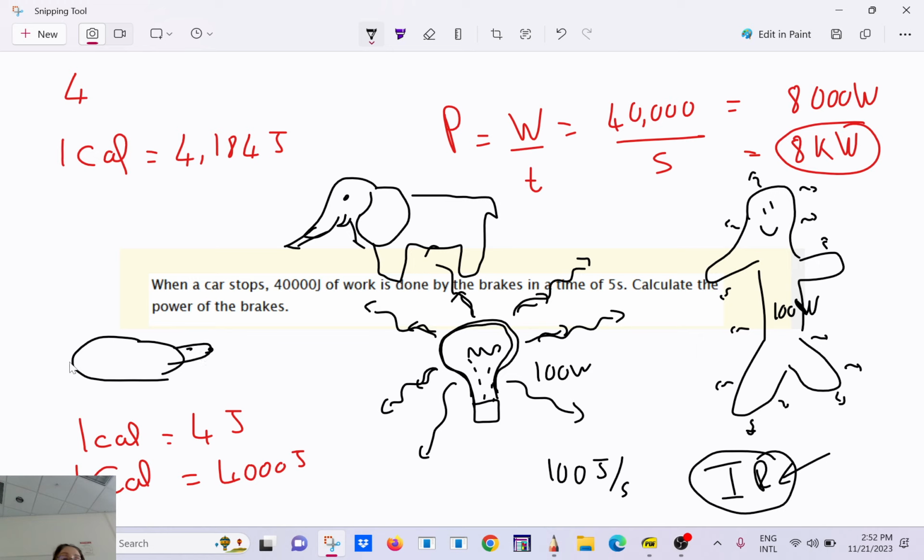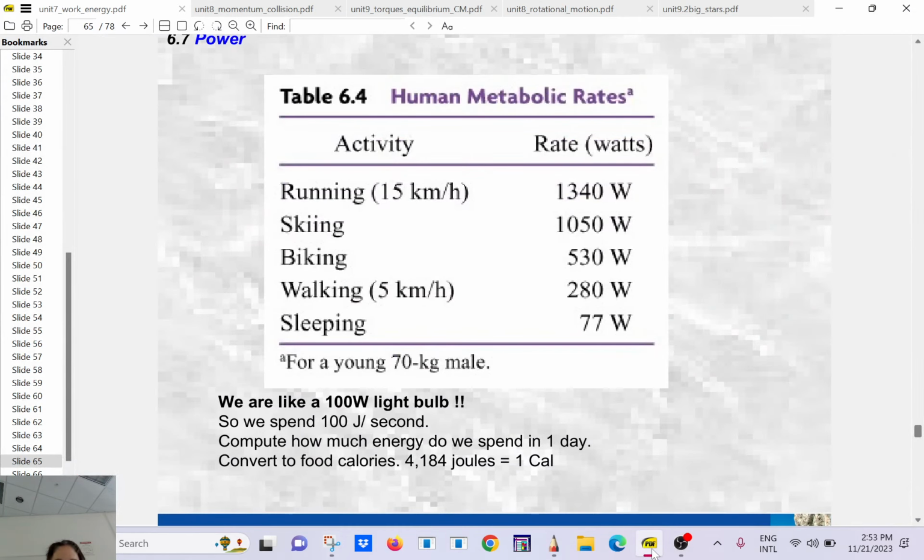Another thing, a mouse. I don't know how to make a mouse, okay? I know an elephant, but not a mouse. A mouse has a large surface area relative to its weight, so it's going to lose a lot of heat. To compensate, it needs to eat all the time. So that's the story. Okay, let's go back to our business here.